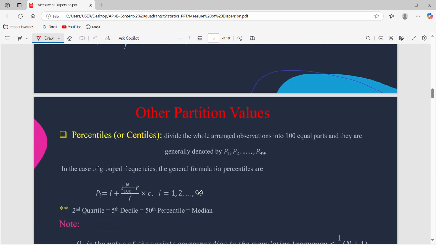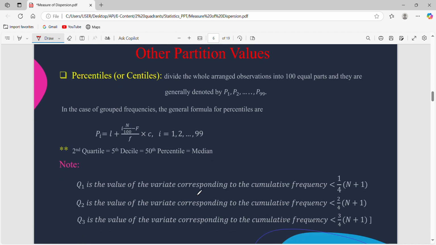Next is percentile. Percentile divides the data into 100 equal parts, and is generally denoted by P1, P2 up to P99. The formula will be Pi equals L plus i n by 100 minus f, divided by f, into c, where i equals 1 to 99.